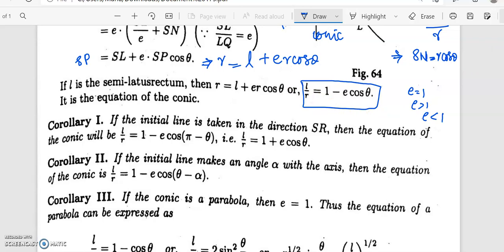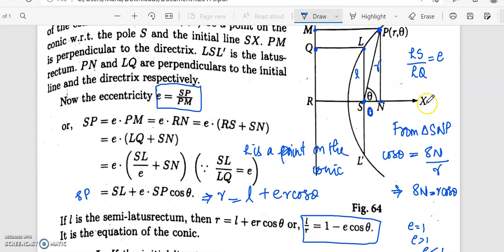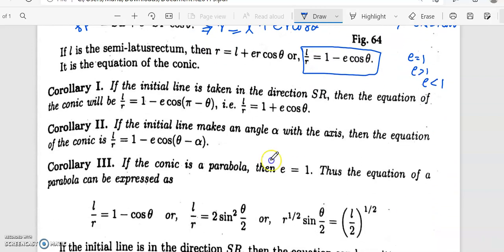In the equation we have seen here, we have taken the axis of the conic and the initial line in the polar coordinates to be the same. So instead of that, if you have the initial line to be OX, and if the axis of the conic is a different line which makes an angle theta with the initial line, in that case the angle theta will be replaced by theta minus alpha. So the equation of the conic will become L by R equal to 1 minus E cos theta minus alpha.